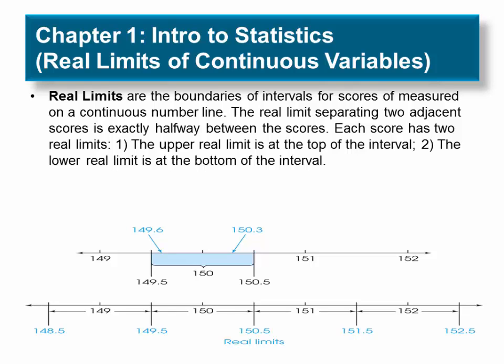A real limit for a number is a half measure above the number and a half measure below it, just like you see on the slide. The boundaries of the number 150 actually start a half measure below the number at 149.5 and extend to a half measure above the number at 150.5. That allows us to associate any measurements, like those shown on the slide, 149.6 or 150.3, with the number 150.